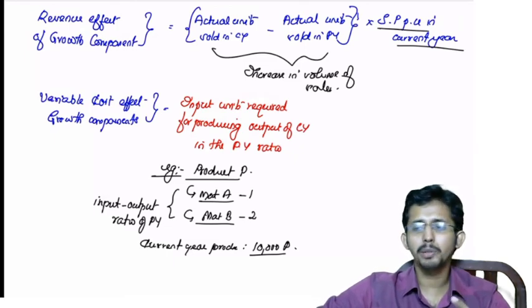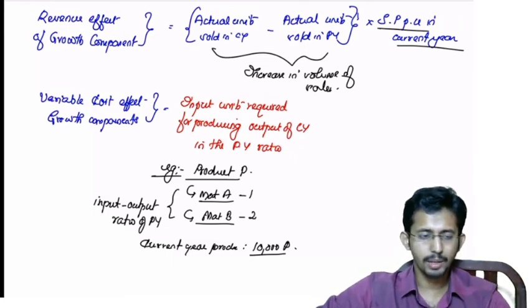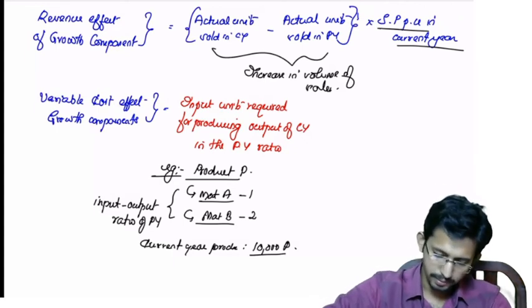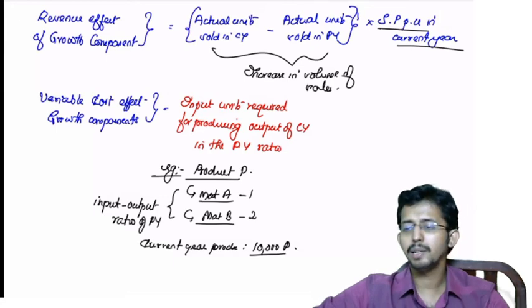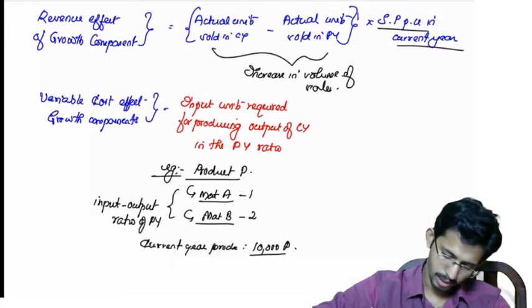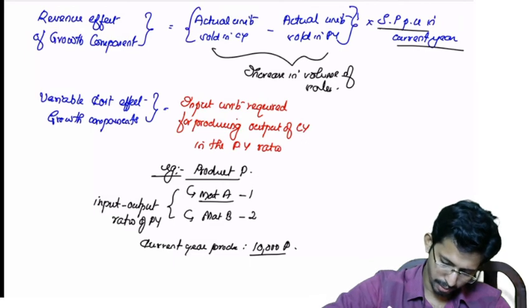Current year input output ratio could be different. That is what we are going to consider next. So input required for producing output of current year in the previous year input output ratio.